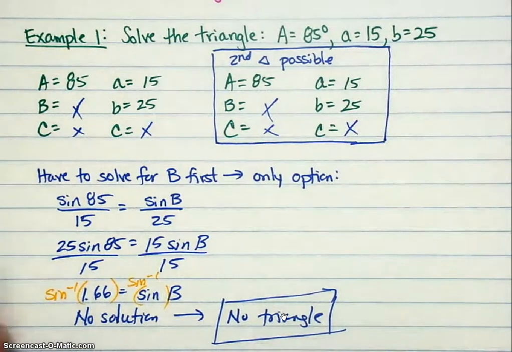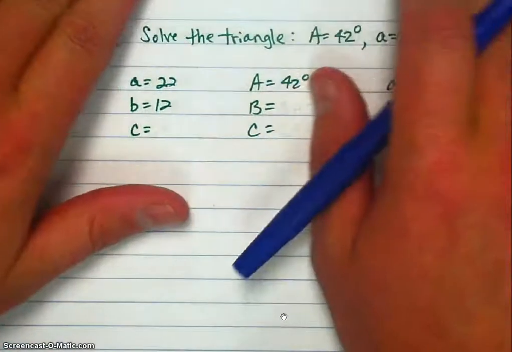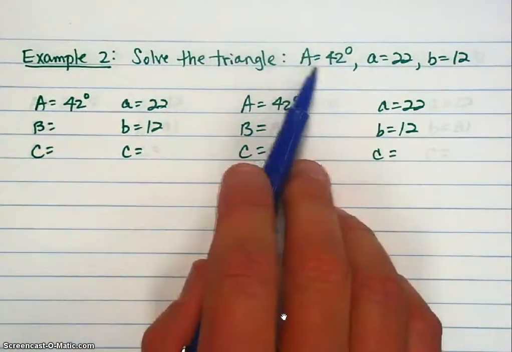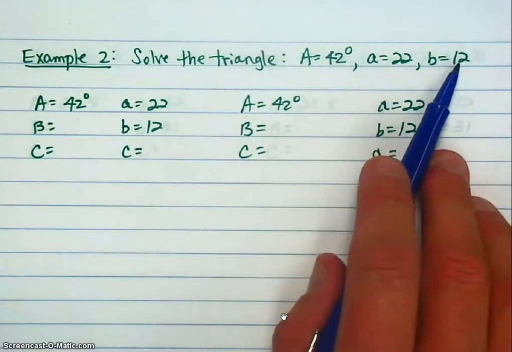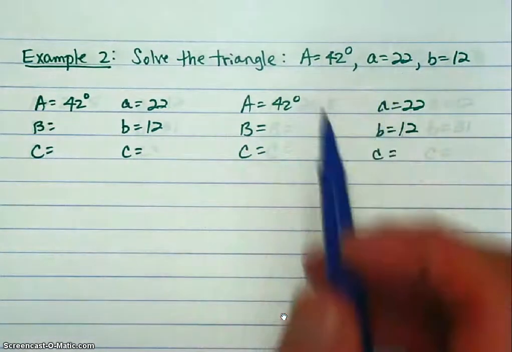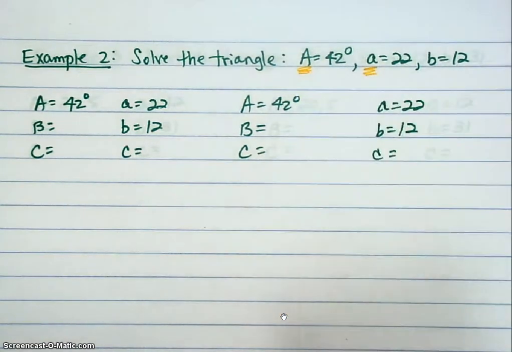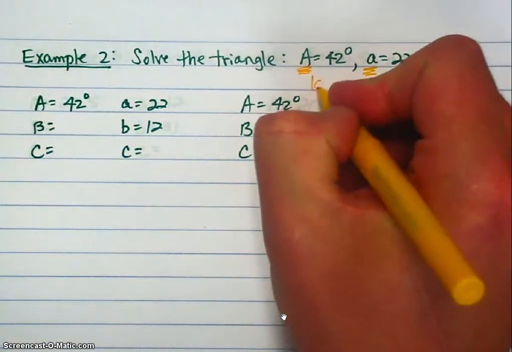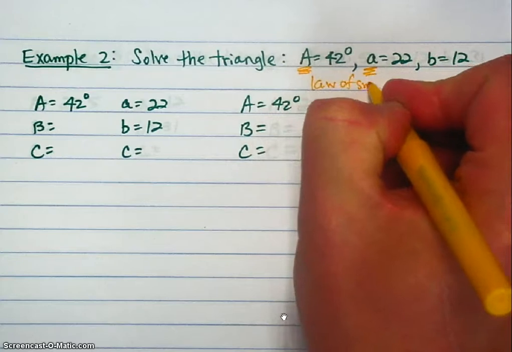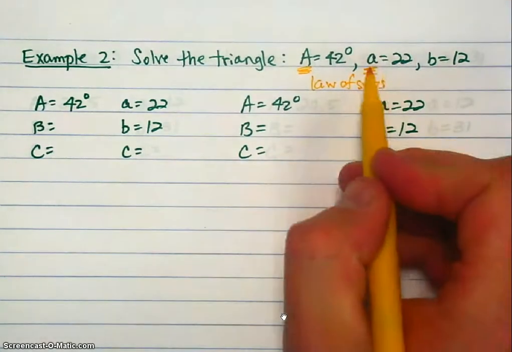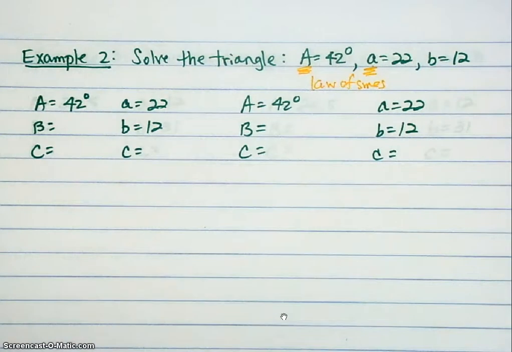All right, so let's take a look at one that will work. So example 2 here. Again, solving the triangle, capital A is 42, lowercase a is 22, lowercase b is 12. When I look at this, I've got capital A and lowercase a. That tells me immediately that this is law of sines. But I'm given two sides and an angle, which means I'm going to have to check for a second triangle.